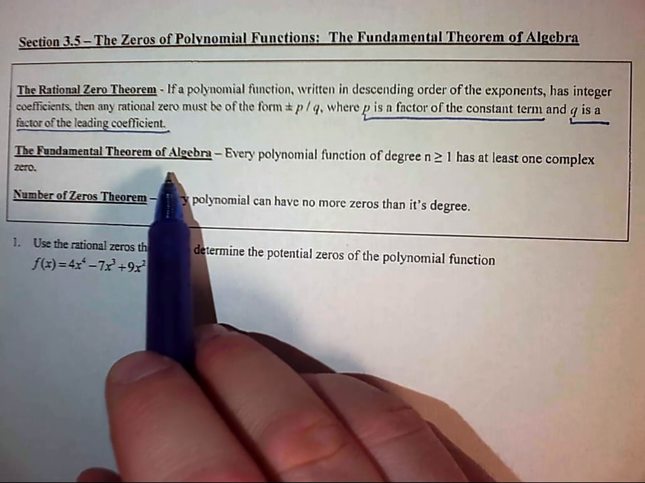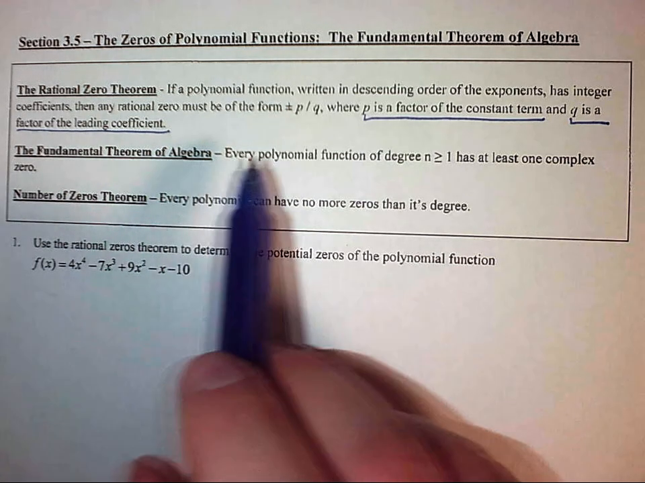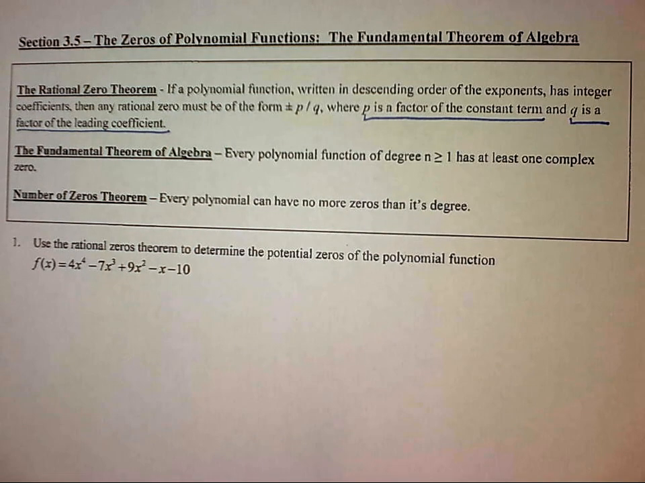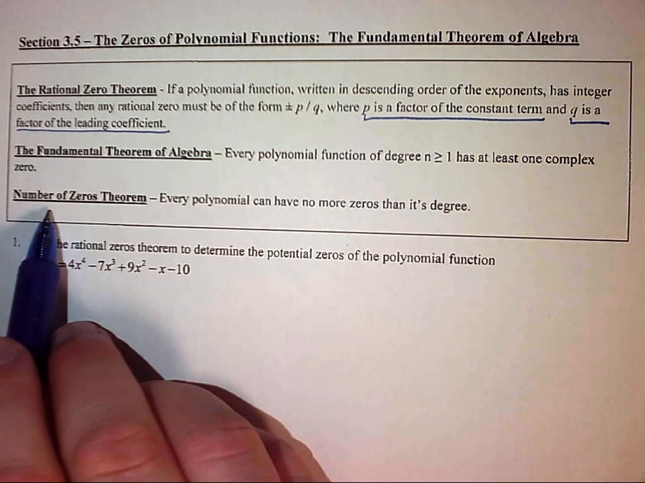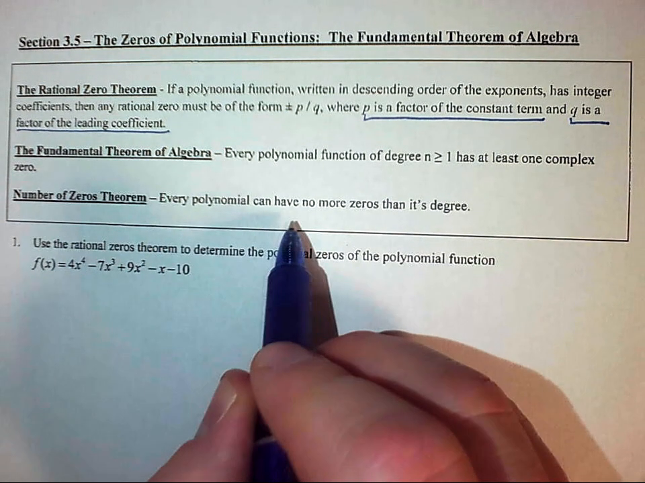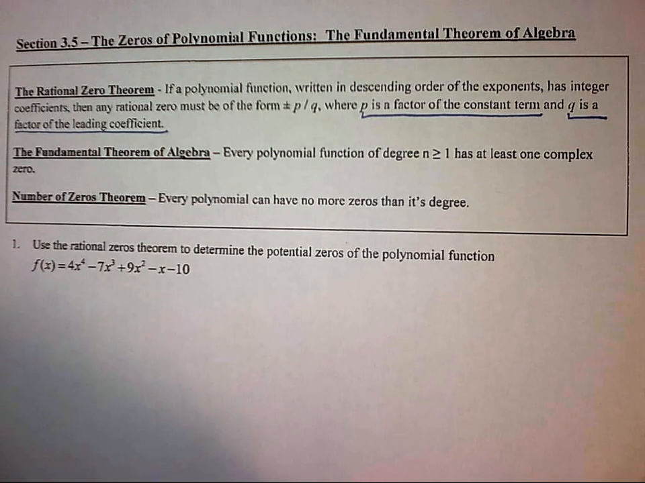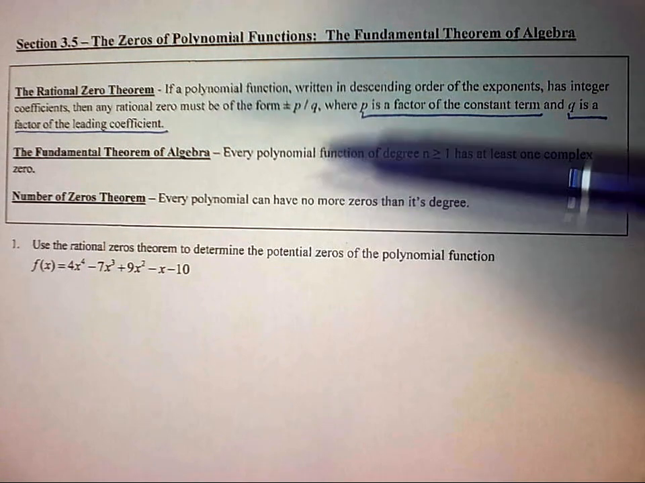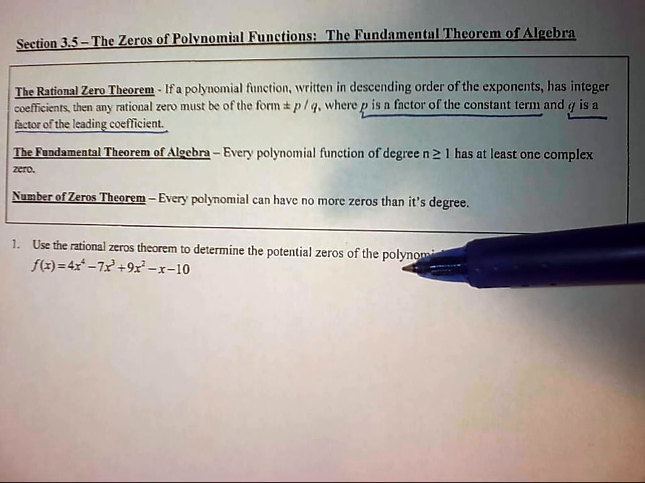We're also going to see a little bit of the fundamental theorem of algebra, where every polynomial function of degree n greater than or equal to 1 has at least one complex zero. And here, this is probably one that's already familiar to you. Numbers of zeros. It says that every polynomial can have no more zeros than its degree. So we're going to go through these next couple of examples, and I'm going to keep referring back to these right here so we can get a little bit of a better grasp of these definitions.